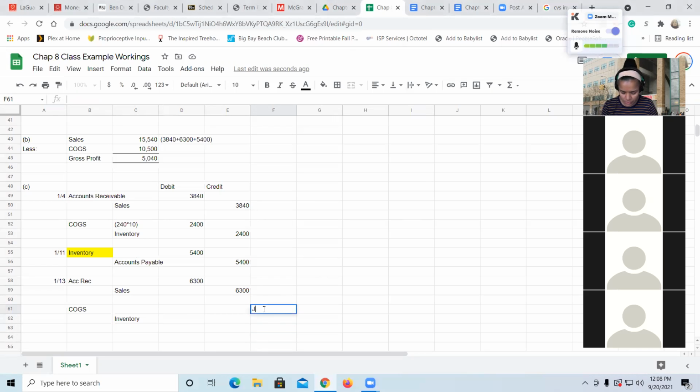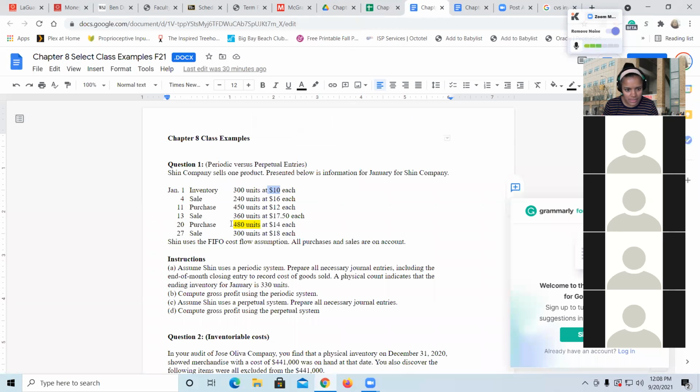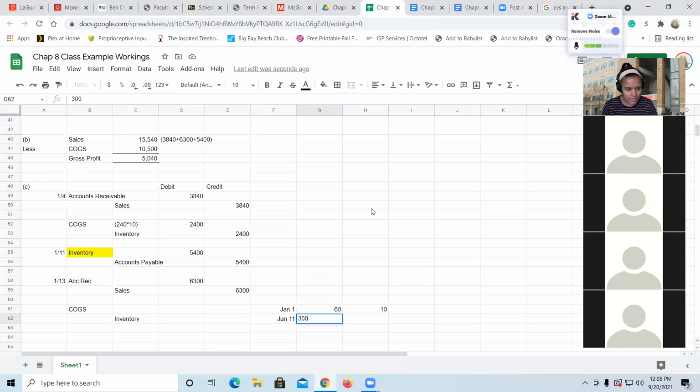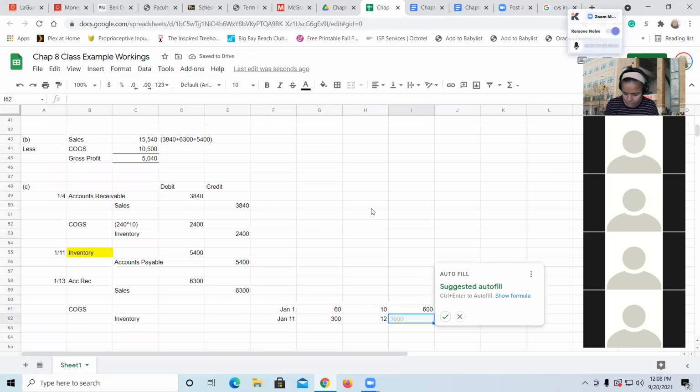So how do we do the cost of goods sold from January the 1st? You've got 60 units at 10, right? And then from January the 11th, because it was 360 units that were sold, you need another 300 units. And those January 11 units were at $12 each. Okay, we're working with the cost, not the sales price. So 3,600 and 600, and that was Jonathan's point that the answer should be 4,200.